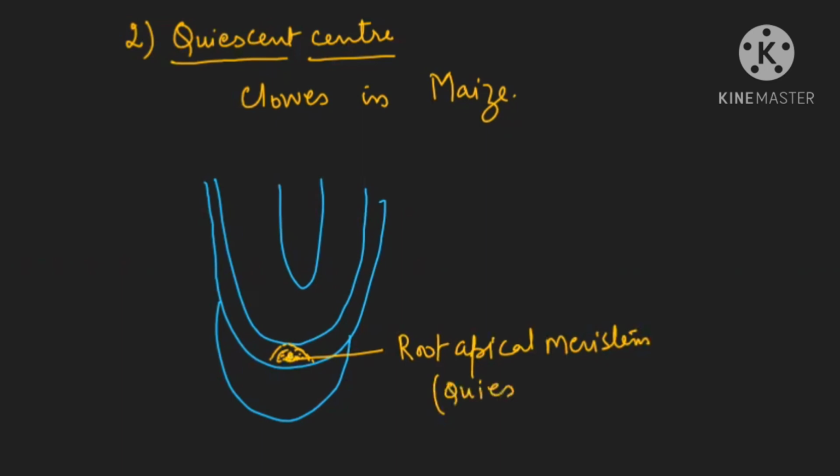In the center, it is known as quiescent center, and it has a very low amount of mitotic activity because it is waiting. If any damage happens, then it will become active. I hope you are able to understand. Let me highlight it with another color. This is the quiescent center in the root apical meristem, which is an inverted cup-like structure. So I hope this topic is clear to you.